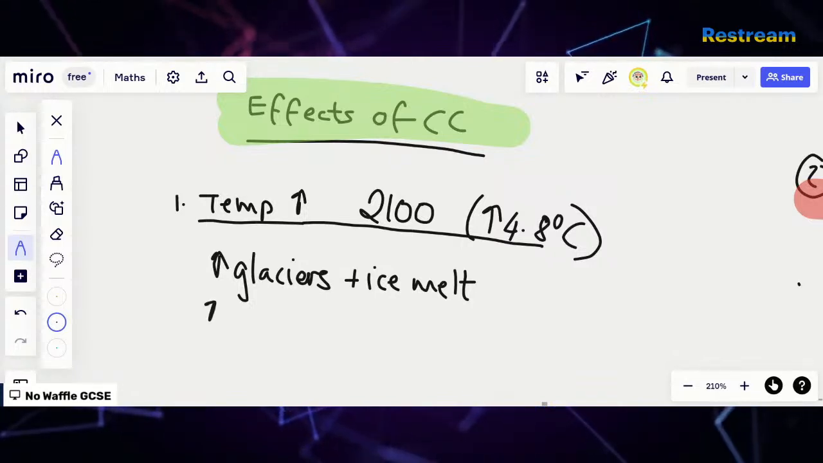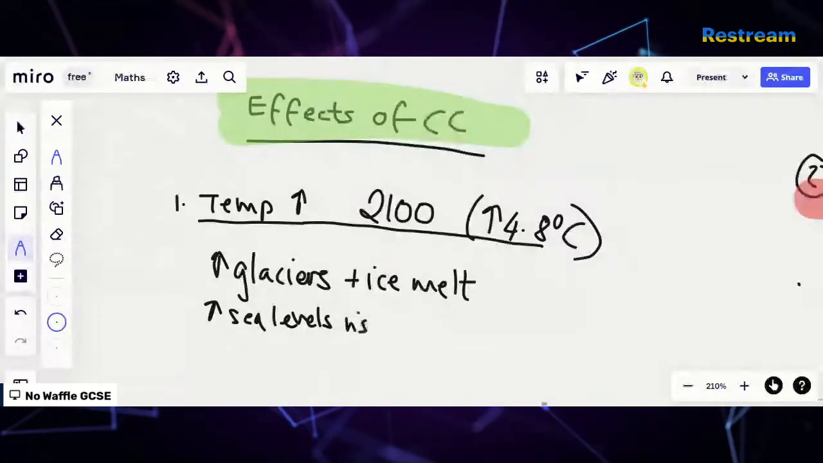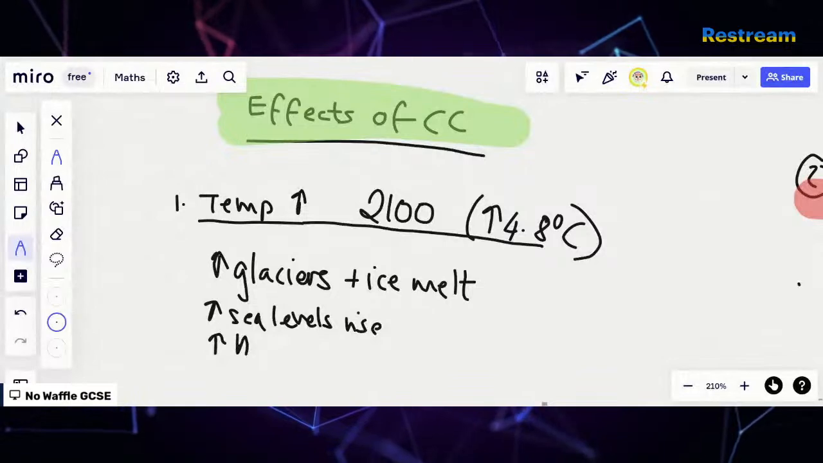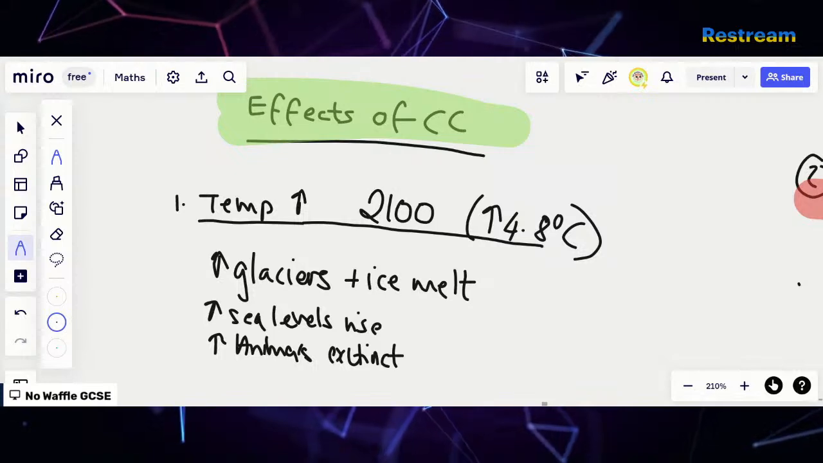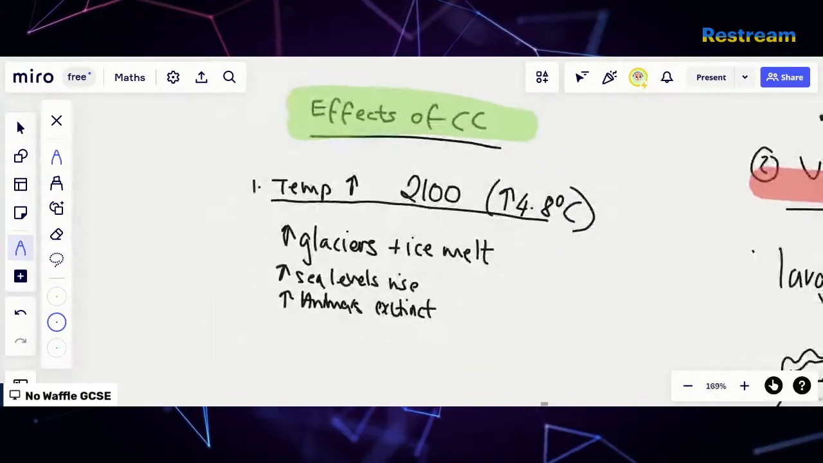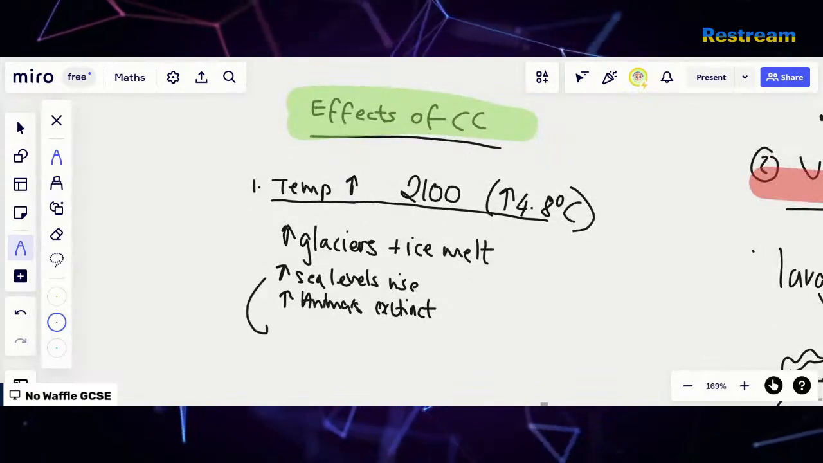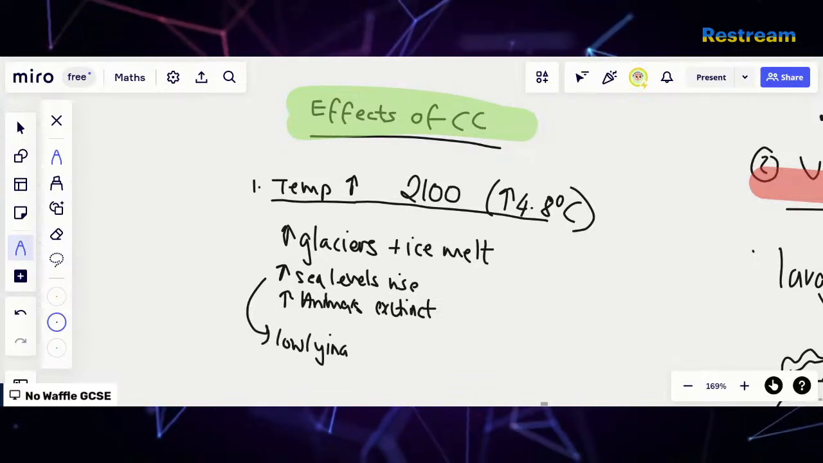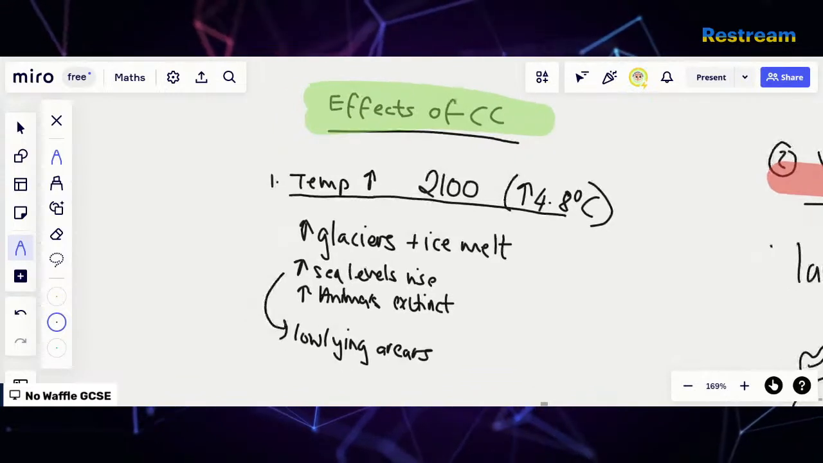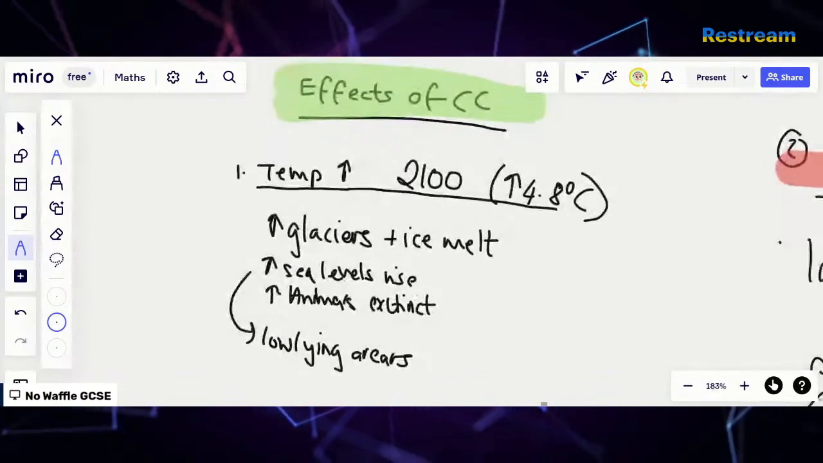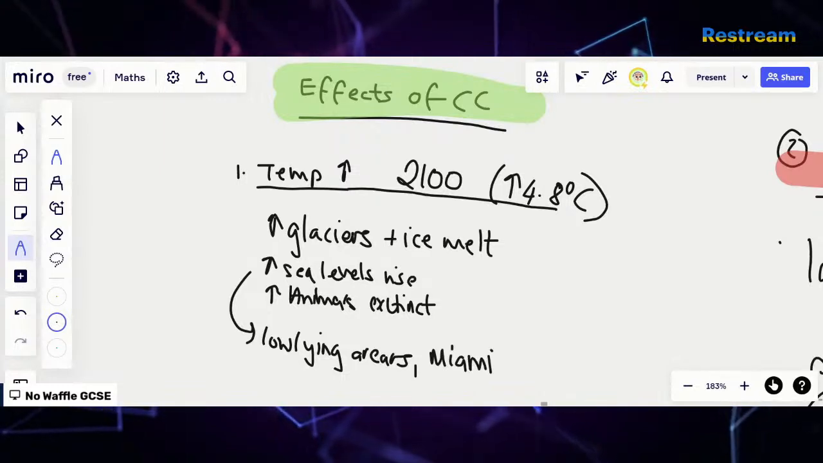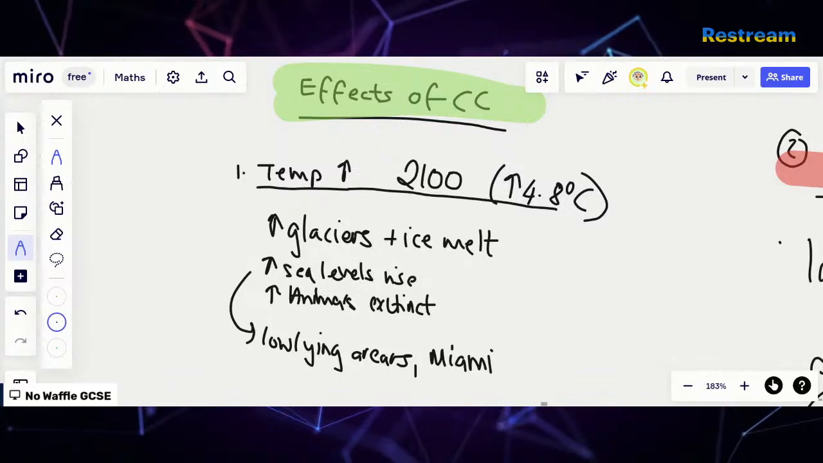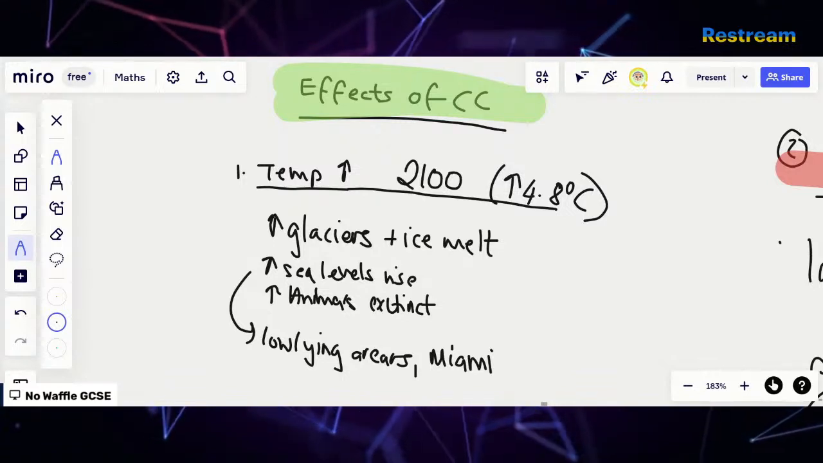So sea levels rise, and also there's an increase in the amount of animals that are going to become extinct because many of them live on these glaciers and ice sheets. And when the sea levels rise, this means that low-lying areas, so like floodplains and flat continents and countries, are at a higher risk. So for example, Miami is very low lying, so if sea levels were to rise by a significant amount, Miami would be in a lot of danger.